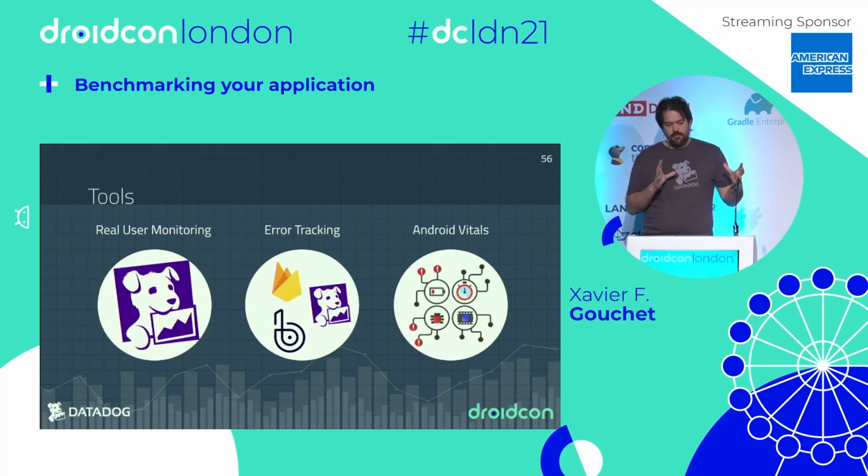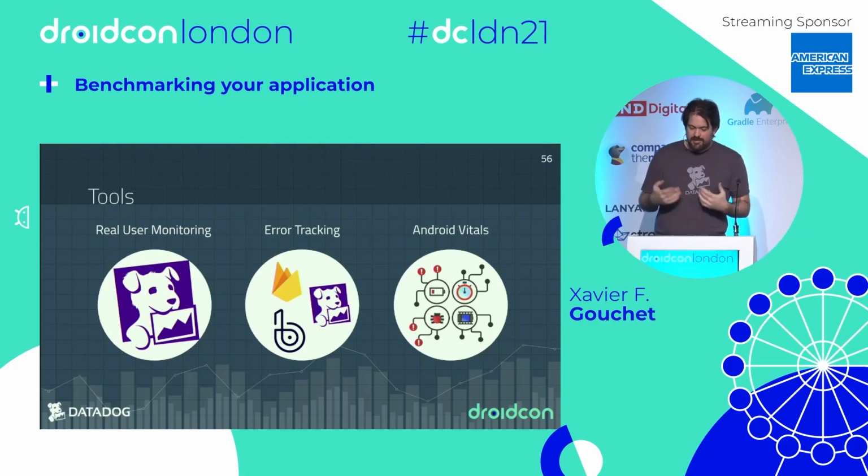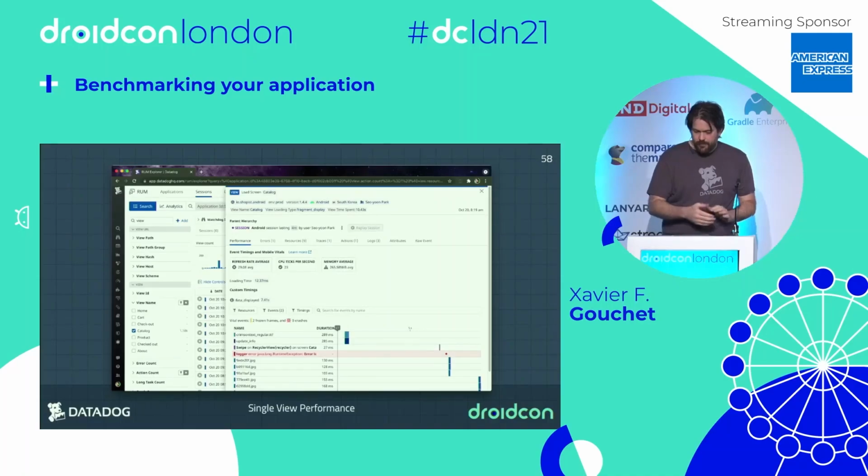So for this, you have offerings that are called real user monitoring. I'm going to talk about Datadog because this is where I work, so this is the one I know best. But you also have error tracking and Android vitals to help you get some information about that. So the Datadog SDK is very easy to add. We have a bunch of integrations with Kotlin, RxJava, Android NDK, and lots of other features.